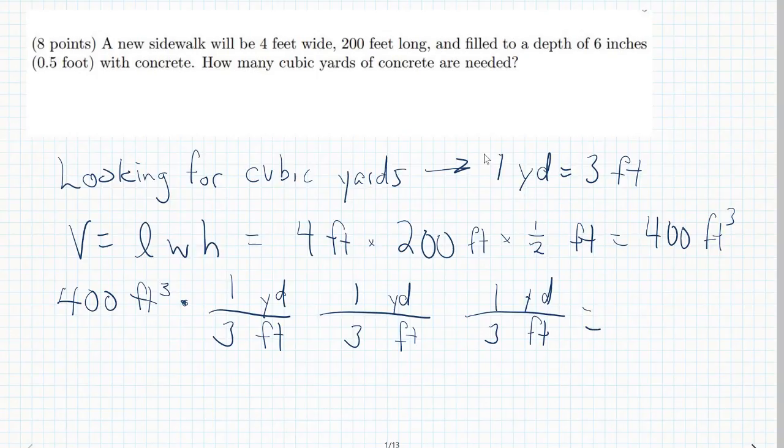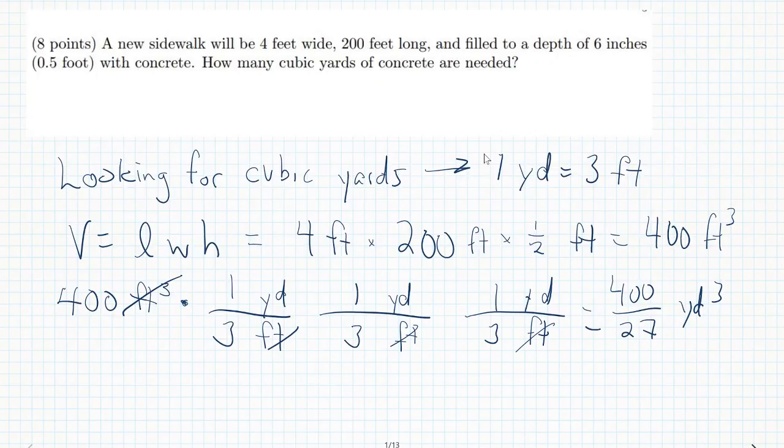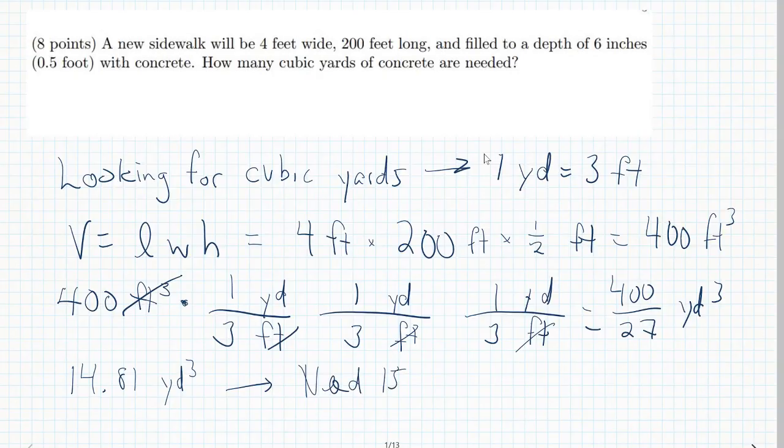Well, just by using properties of these fractions, you can multiply the denominators across, because it's multiplication there, and we get 400 over 27, and our feet right there will cancel off with the feet cubed, and we're left with yards cubed. Okay, so now we can just pull out a calculator and type in 400 divided by 27, and we see that that's 14.81 cubic yards. But look at how many cubic yards of concrete are needed. You can't get 0.81 cubic yards. So what we'll need is 15 cubic yards of concrete.